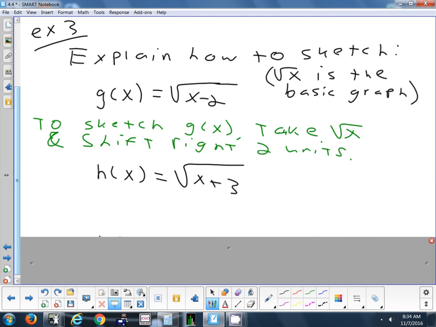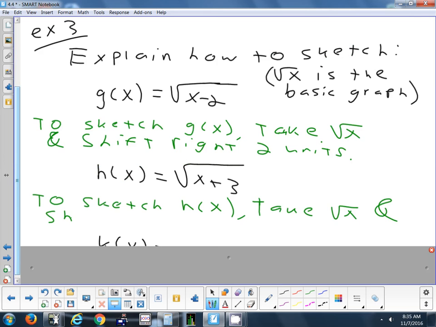How about h of x? What would I do to the square root of x to get h of x? Yeah? Could we move it to the left 3 units? Yeah, this one, again, it's the opposite of what you would think, so this would shift left 3 units. So take square root of x and shift left 3 units. Okay, now the next one's a little tricky.